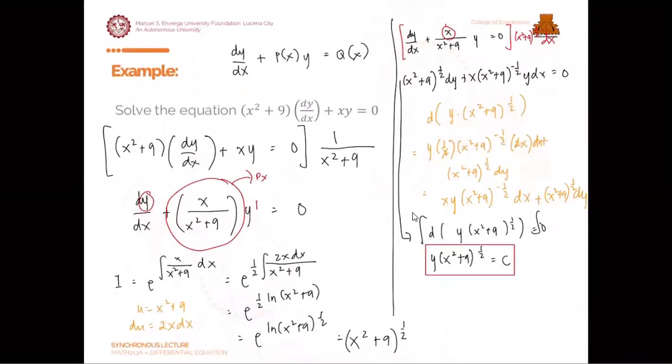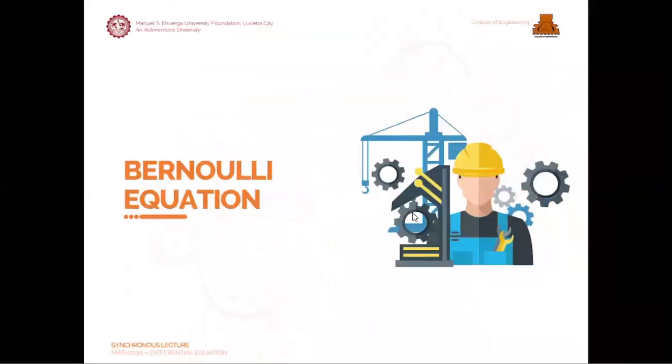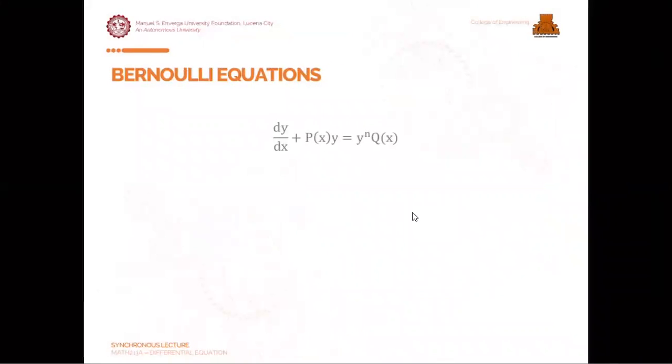So yan yung sa linear. Next, we go to Bernoulli equation. So si Bernoulli equation is halos the same siya ni linear equation. Kaibahan lang niya ngayon, yung kanyang standard form is yung sa right side niya, meron nang multiplied na y raised to n. O kapag halimbawa, yung dependent variable mo is naka-raise sa more than 1.